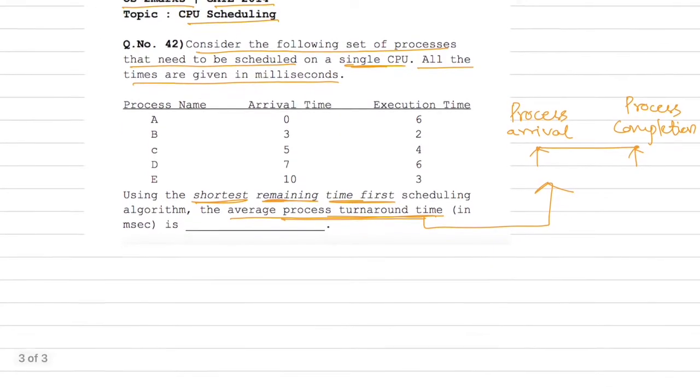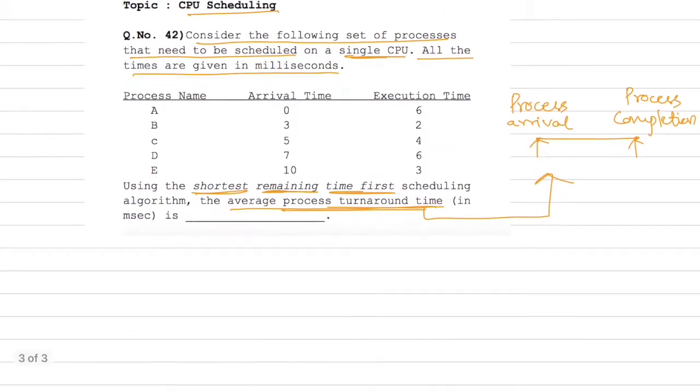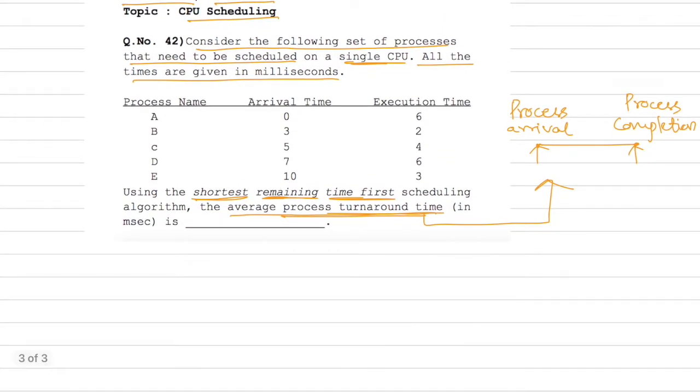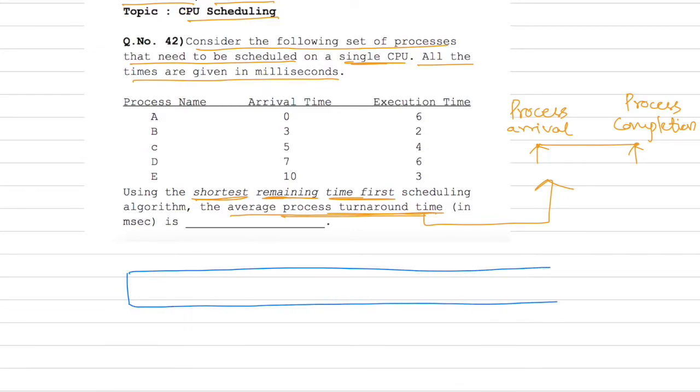Now what we are going to do is take every process and draw the Gantt chart of it, which will basically tell us what's happening with the processes with respect to the CPU, how they are running on the CPU. Let's call it the CPU running chart. We'll start with arrival 0. So process A arrives at 0.